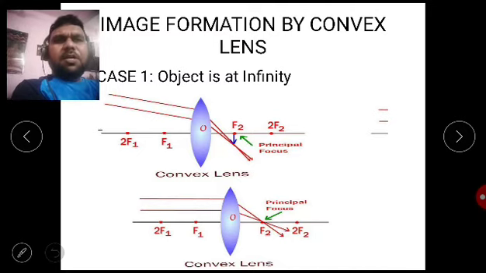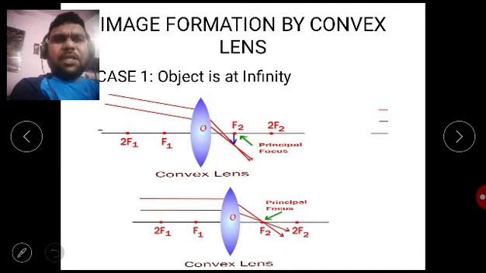Case number 1, when object is at infinity. Case number 2, when object is beyond 2f1. Case number 3, when object is at 2f1. Case number 4, when object is between 2f1 and f1. Case number 5, when the object is at f1. And case number 6, when object is between optical center and first focus. So we will be dealing with all the 6 cases one by one.